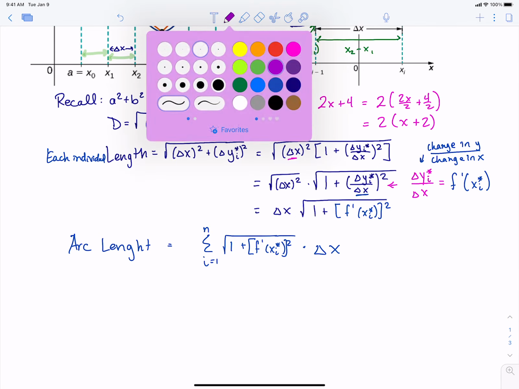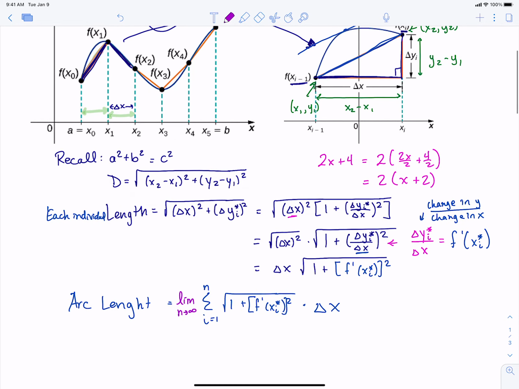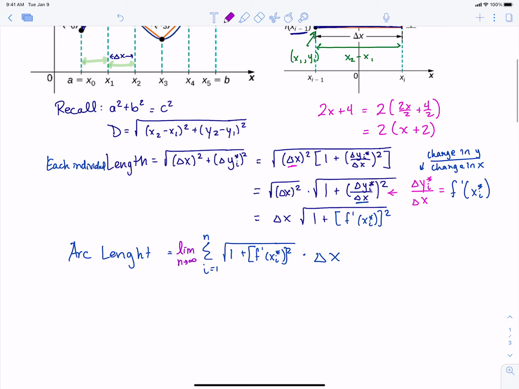And what we always want to do with this is take the limit as n goes to infinity. So again, back up at our picture, we want to make those intervals smaller and smaller so that our derivative is going to give us a better approximation of that slope. And if we make those intervals smaller and smaller, this is going to be equal to our integral from a to b of the square root of 1 plus the derivative of our function squared, and then delta x turns into dx. So this is our formula that we're going to use to give us the arc length of a function.